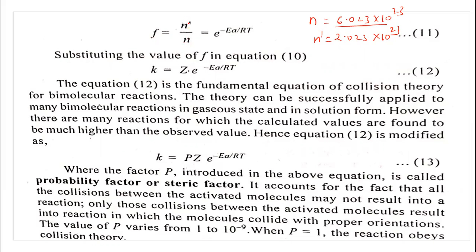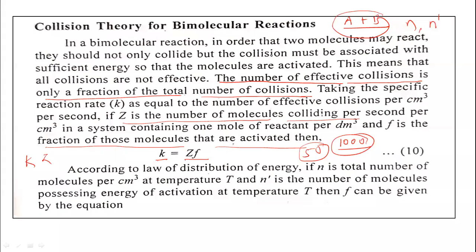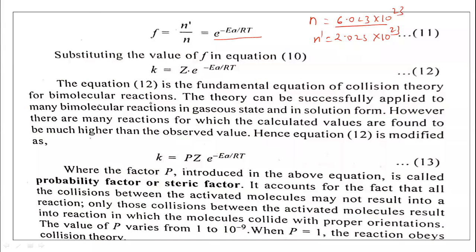Out of this N, N dash upon N, and this fraction is equal to e raised to minus Ea upon RT. An exponential relationship is there. So substituting the value of f in the previous equation, k equal to Z into f, because k depends upon Z, the number of molecules colliding, and f, the fraction of the molecules that are activated. So the rate constant depends upon Z and f. Here f is equal to N dash upon N, and this value becomes equal to e raised to minus Ea upon RT.